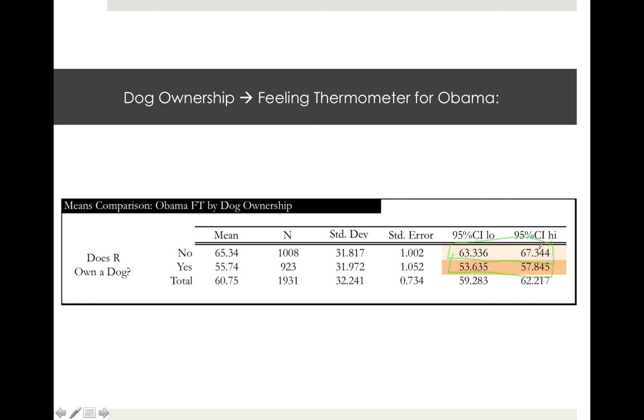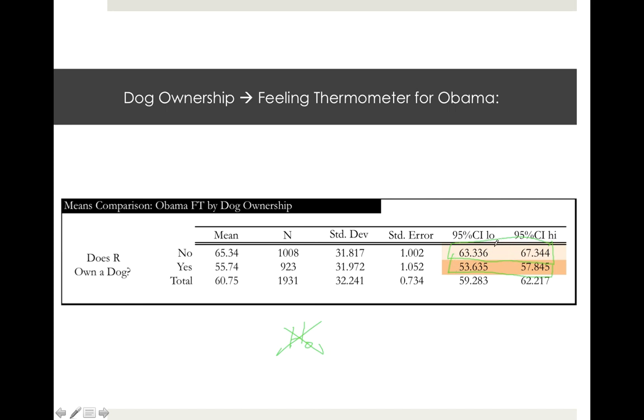And what you'll notice is that these 2 intervals don't share any values in common. One ranges between 53 and 57. This one ranges between 63 and 67. And what this means is I can reject the null hypothesis with 95% confidence. I'm pretty confident, in fact, I'm sure of it, we could move out 3 standard errors, but we can talk about that later.